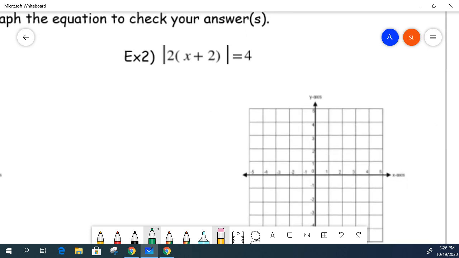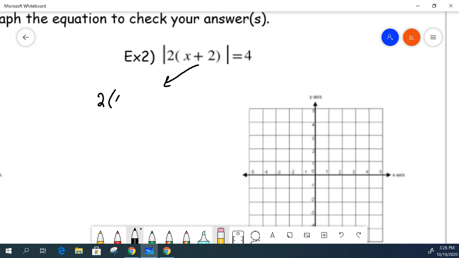The absolute value itself is isolated. There's nothing in front, there's nothing behind. It doesn't matter what is inside; the absolute value itself is isolated. So we're going to go ahead from here and split it into our two equations.